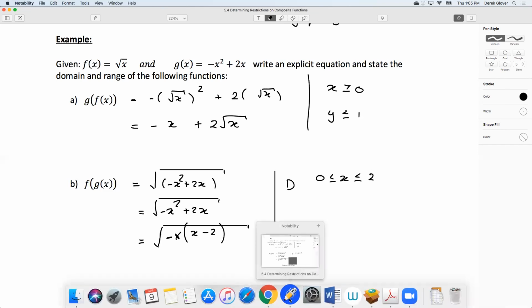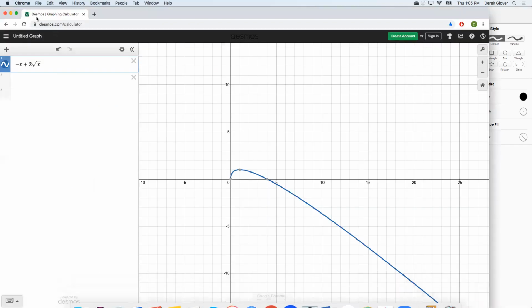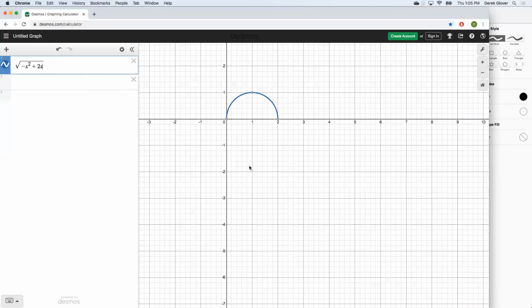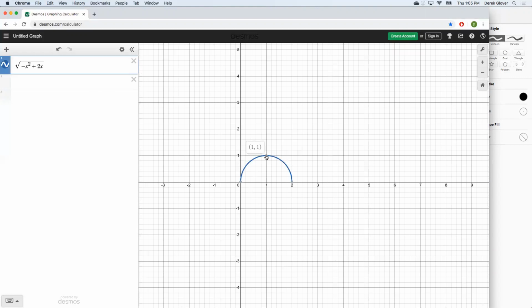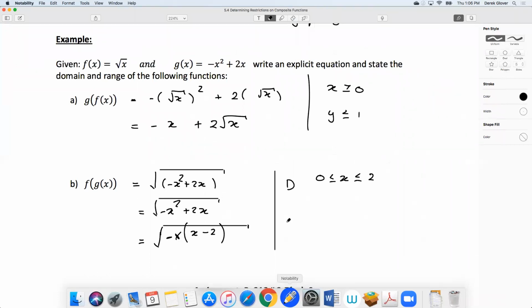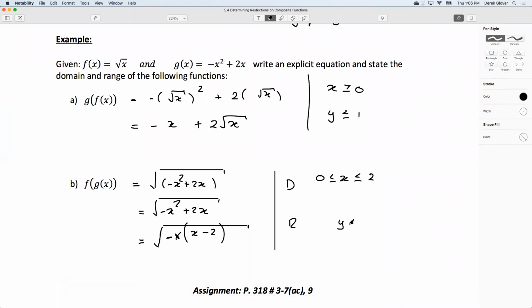So let's graph this. Square root of negative x squared plus 2x. We've got a strange looking function here. It has a maximum value of 1 and a minimum value of 0. And for x values, it goes from 0 to 2. So we were right with our prediction, 0 to 2. As far as our range goes, though, our y value is stuck between 1 and 0.